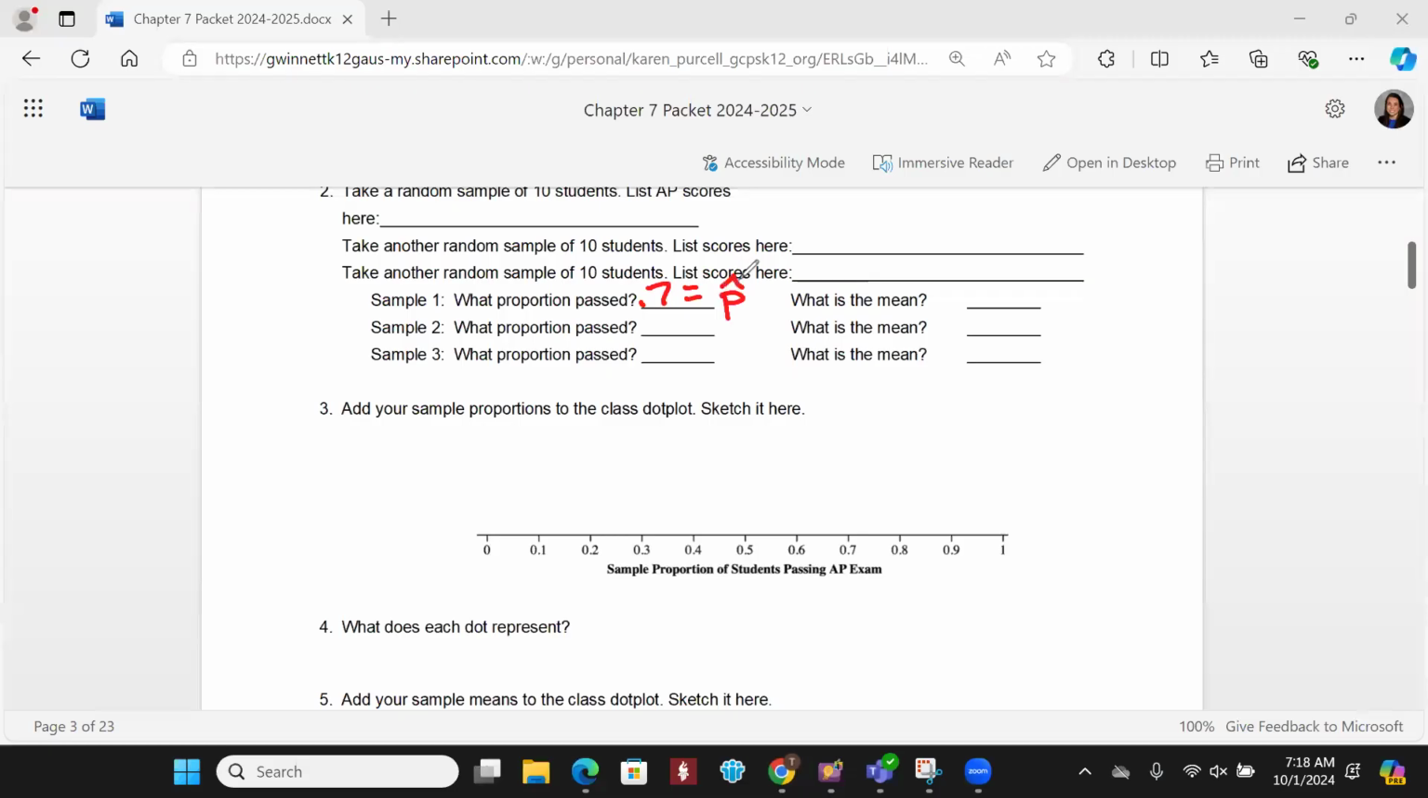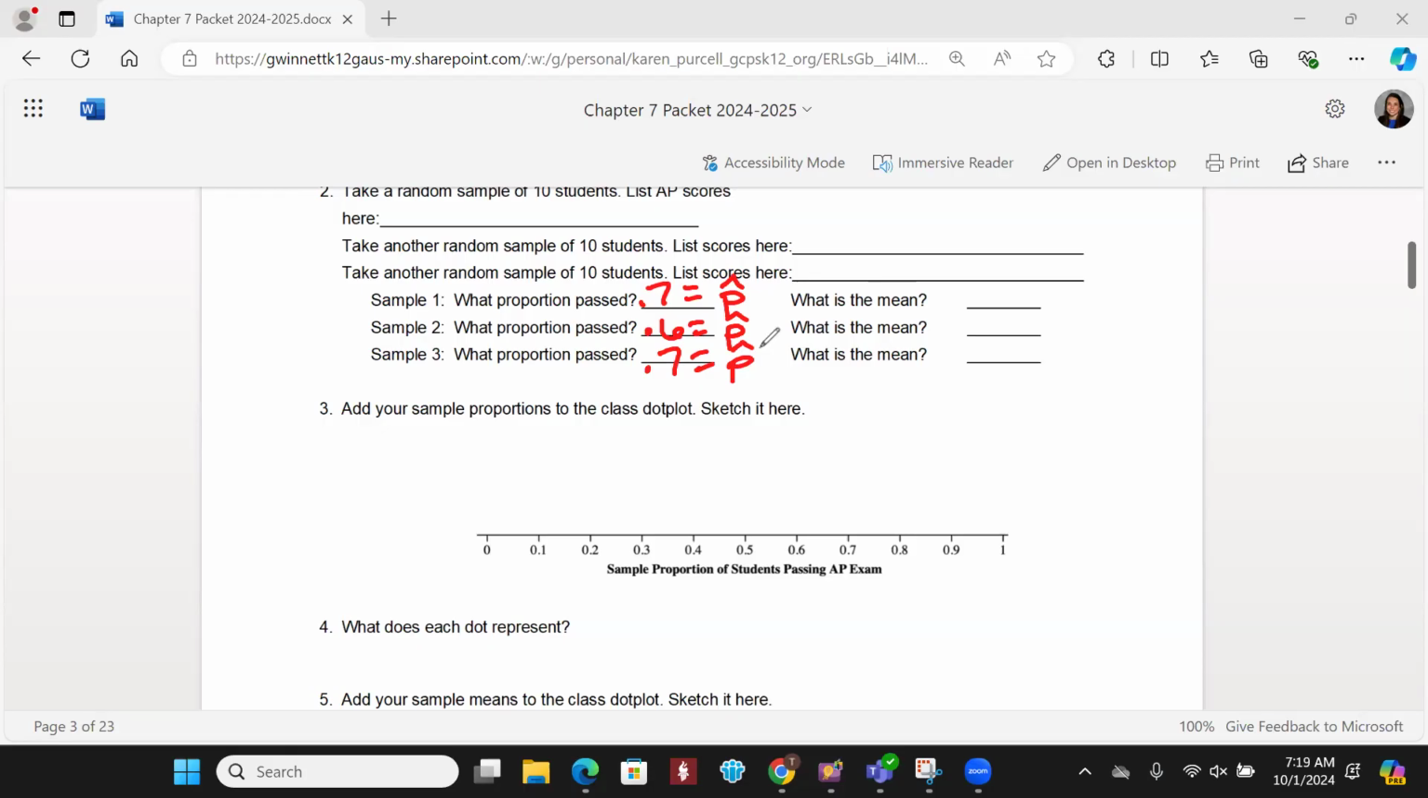So we're going to call 0.7 p hat. Look at this new little symbol, hat. Looks like a little party hat. P hat. All right. What proportion passed on the second group? 0.6. We're going to say 0.6 is p hat. And what proportion passed on the last group? 0.7.